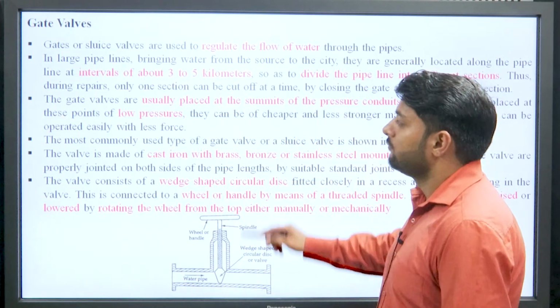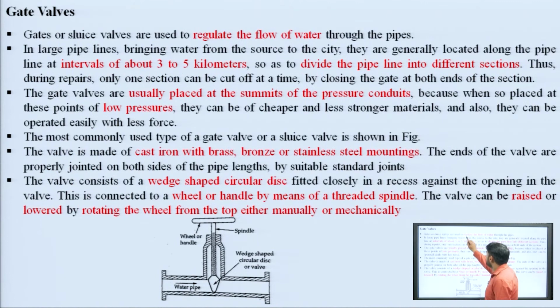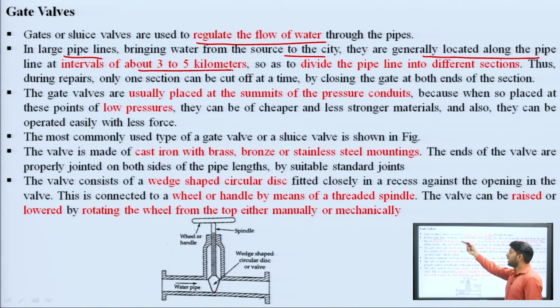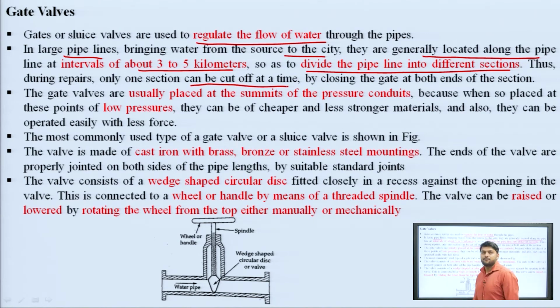So, first one is gate valve. What is the purpose of gate valve? Basically, gate valves are used to regulate the flow of water. In large pipelines bringing water from source to city, they are generally located along the pipelines at an interval of about 3 to 5 kilometers, and the provision of gate valves divides the pipe into different sections. Thus, at the time of repair only one section can be cut off at a time. By closing the gate valve on both ends, one section can be easily repaired.